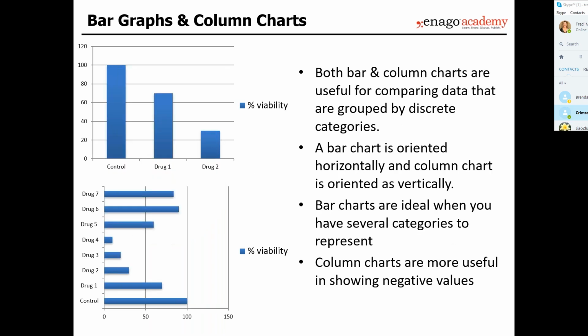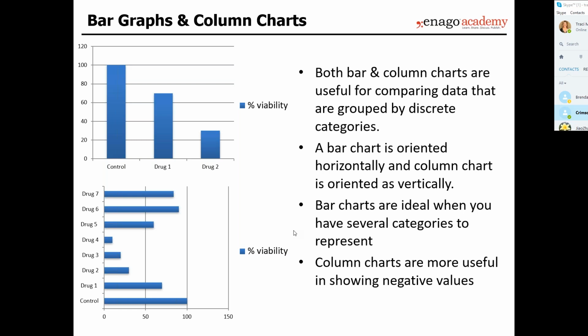Okay, bar graphs and columns. Both bar graphs and column charts are useful for comparing data that are grouped by discrete categories. A bar graph is oriented horizontally and a column is oriented vertically, as you can see at the top and the bottom. And most of you are probably very familiar with this. Bar charts are ideal when you have several categories to represent.